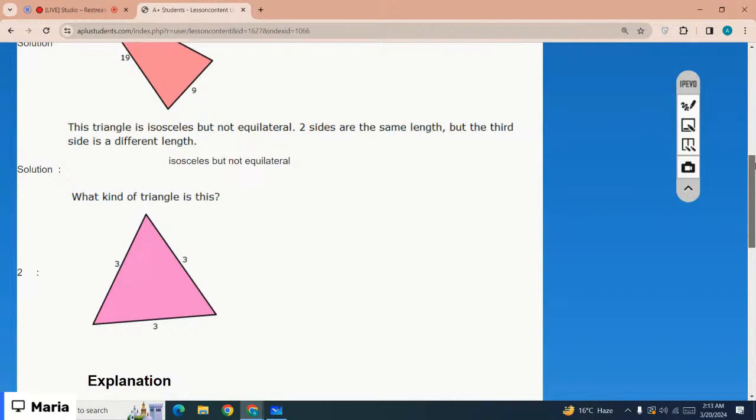Okay, just look at the other example. What kind of triangle is it? Just look at the triangle. The triangle has all three sides equal in measurement, so that means it is an equilateral triangle. The correct option is equilateral triangle.